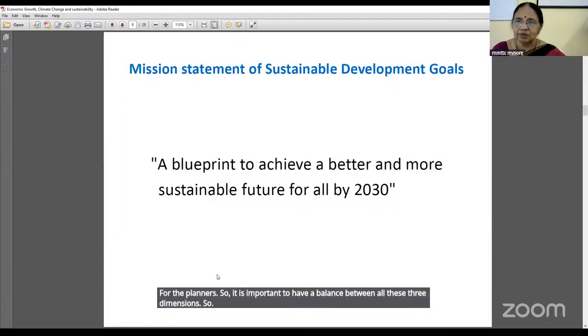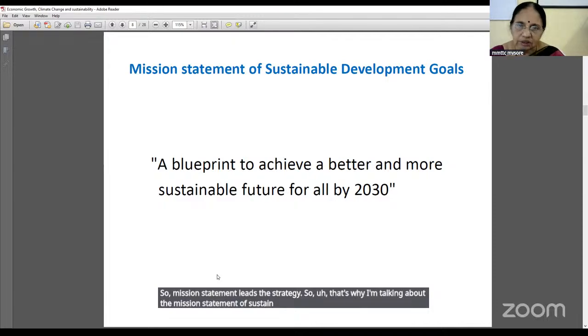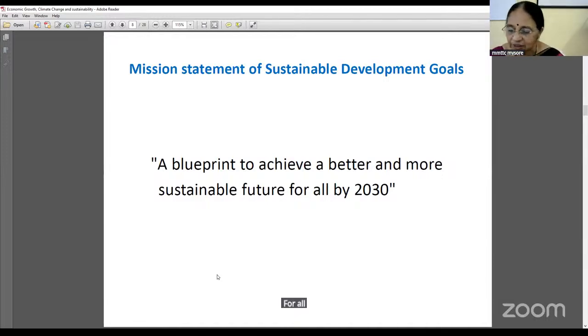So, the mission statement of the sustainable development goals. The mission statement leads the strategy. That's why I'm talking about the mission statement of the sustainable development goals. The mission statement of the sustainable development goals is a blueprint to achieve a better and more sustainable future for all by 2030.